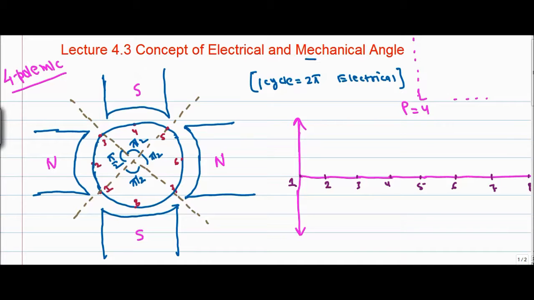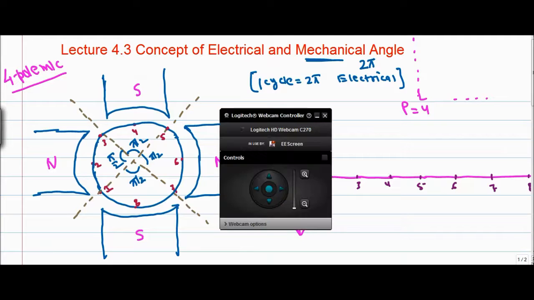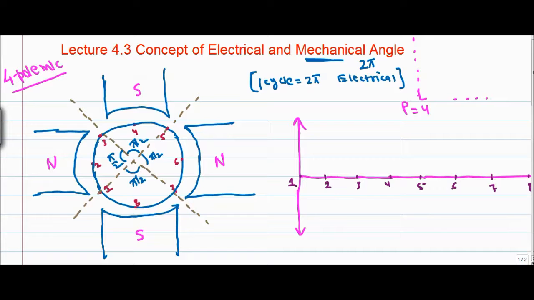We have seen that the mechanical angle is fixed, it is always 2 pi. We can't change this mechanical angle because the design geometry is basically fixed. We have to just focus on the electrical angle.